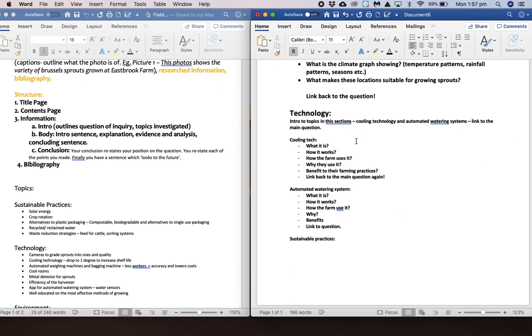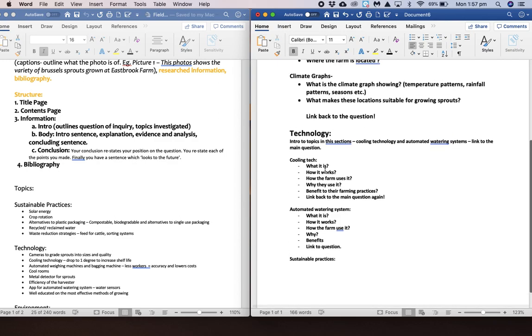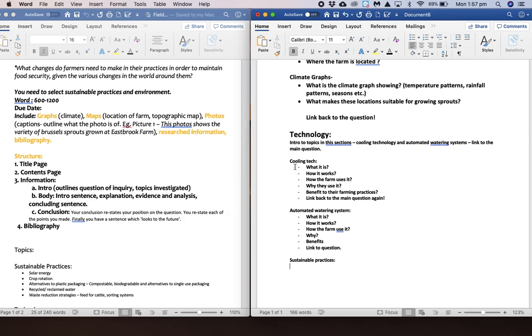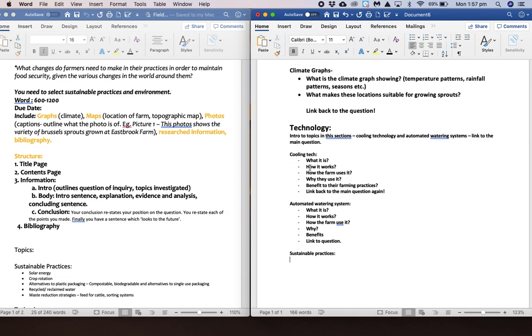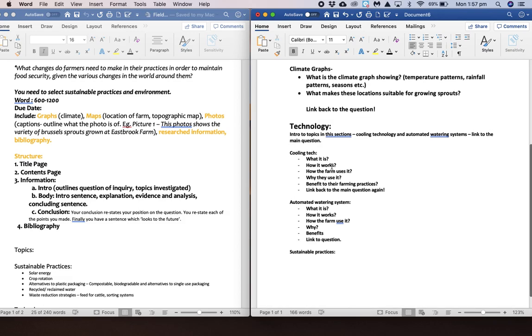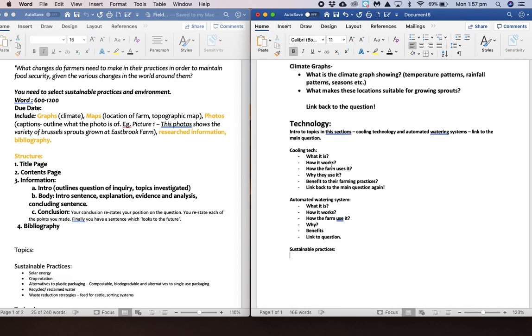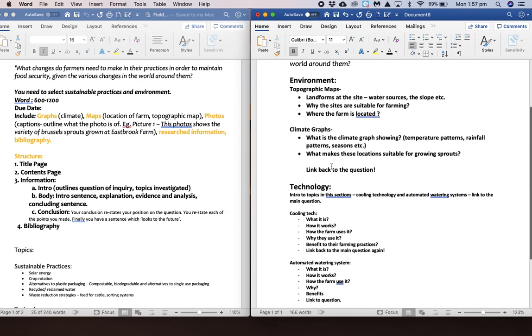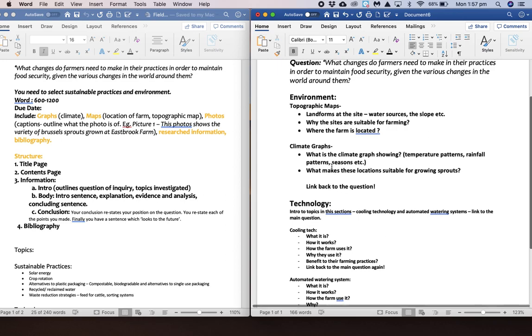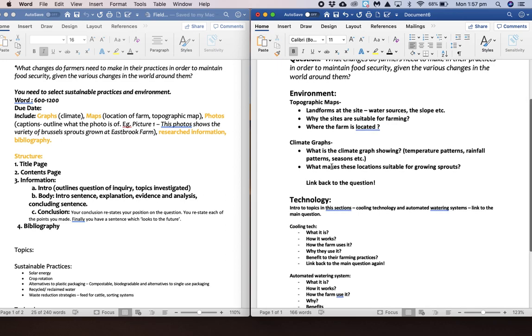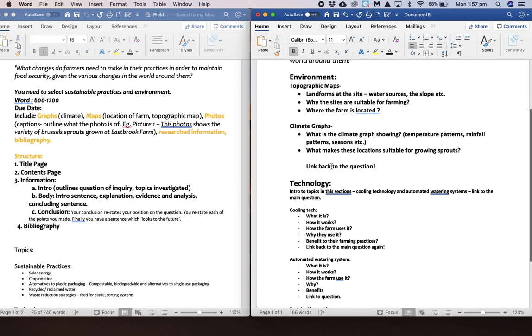You may want to include more points of information in there, but remember you've only got about 1,200 or so words to cover all of these points. So be careful about how much you include for particular things like how it works and what it is. Be brief about those things, because remember this isn't an information report about those technologies or those systems, but really it's about addressing this question about food security and the changes that this farm's making to keep up with the world and changes in the world around them.